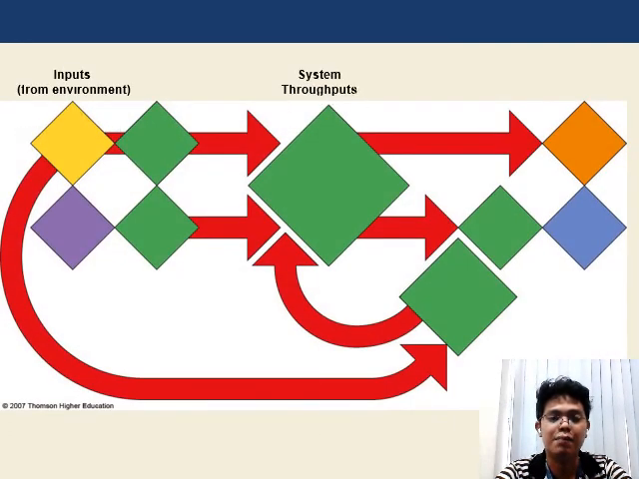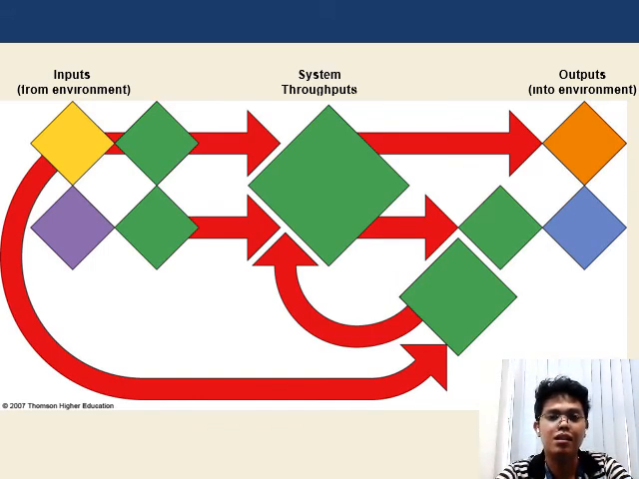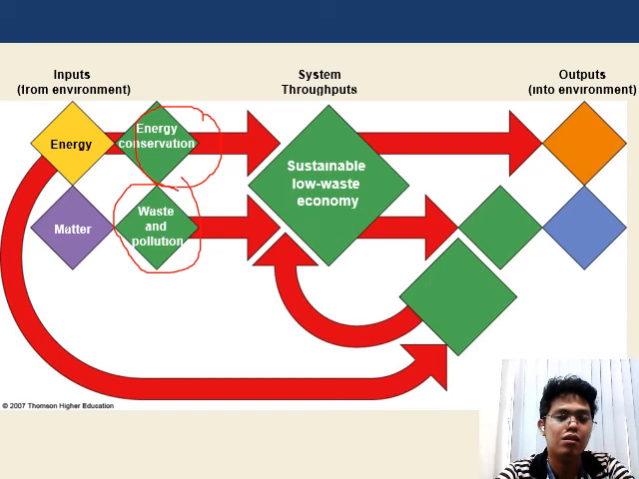So the inputs from the environment and the system throughputs, and we have our outputs into the environment. So a low throughput economy, based on energy flow and matter recycling, works with nature to reduce the throughput of matter and energy resources. So the throughputs that are being reduced here are the energy via energy conservation, and waste and pollution, to achieve a sustainable low waste economy.